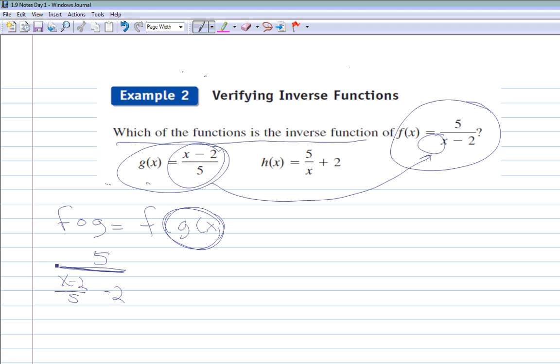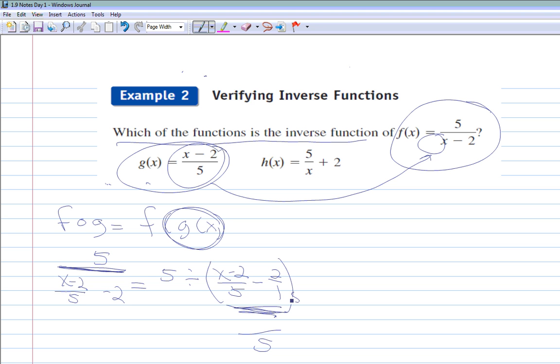Remember, a fraction bar is the same as old-fashioned division. So I'm going to rewrite this as 5 divided by x minus 2 over 5 minus 2 over 1. Okay, that algebra is where you're going to get caught a little bit. All right, the next thing I'm going to do is multiply by the reciprocal. But before I multiply by the reciprocal, I need to make sure I've combined everything here. I cannot add or subtract fractions without finding a common denominator. My common denominator would be 5.